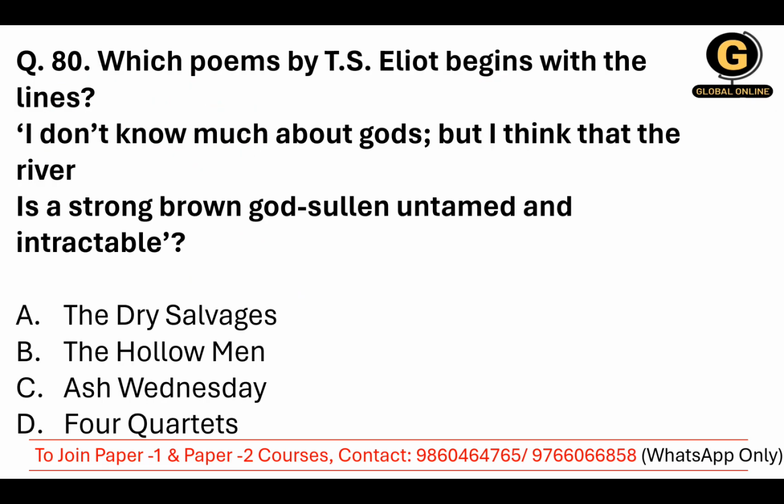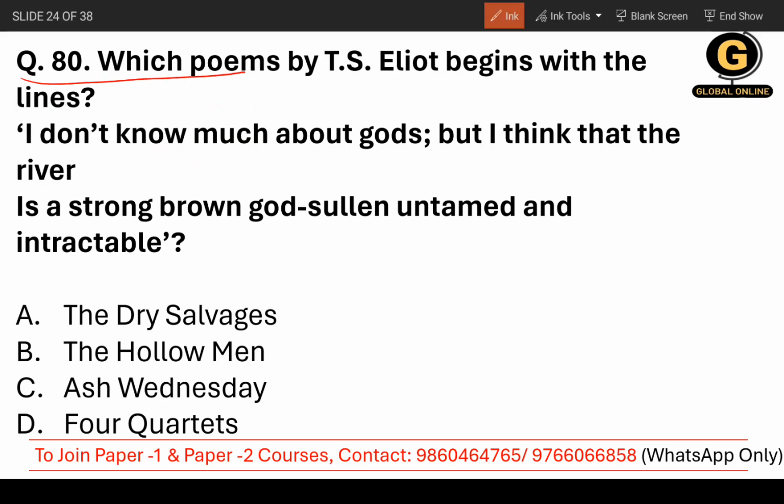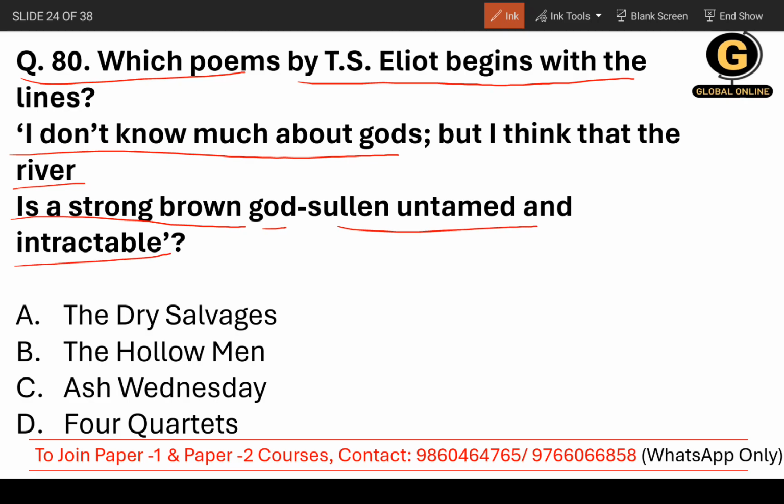Moving on to question number 80. Which poem by T.S. Eliot begins with the lines, I don't know much about gods, but I think that the river is a strong brown god, sullen, untamed and untractable. T.S. Eliot wrote this line, but you need to tell in which poem you will find these lines, or which poem begins with these lines.